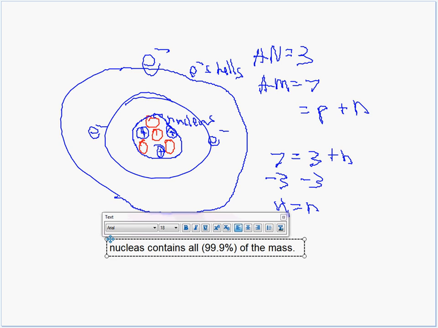I don't know, guys. It's 12:43 at night. I'm amazed I'm still up. Nucleus contains all, well, I mean, I don't sleep, but, you know, whatever.